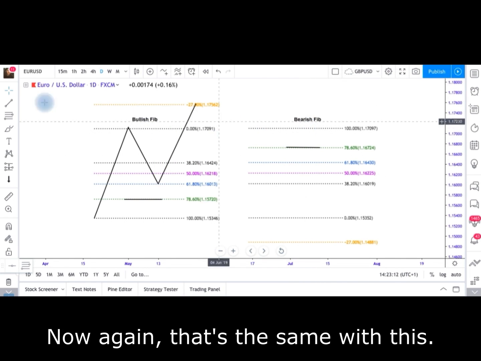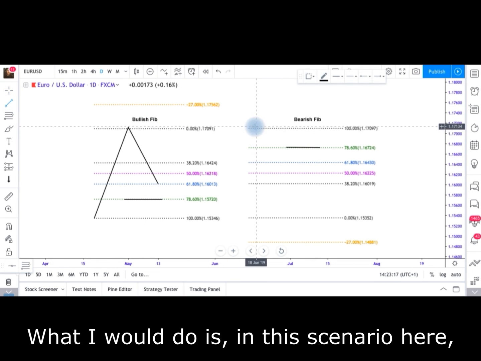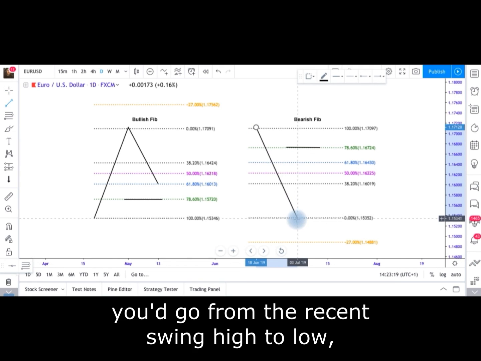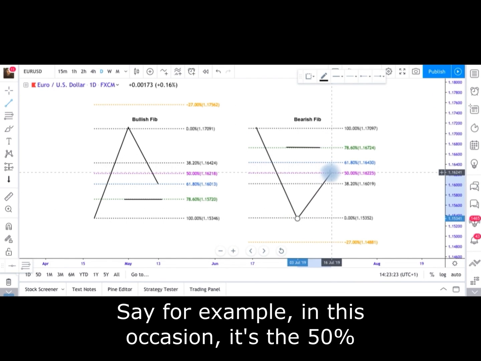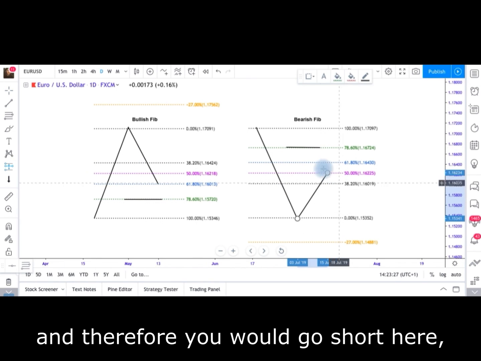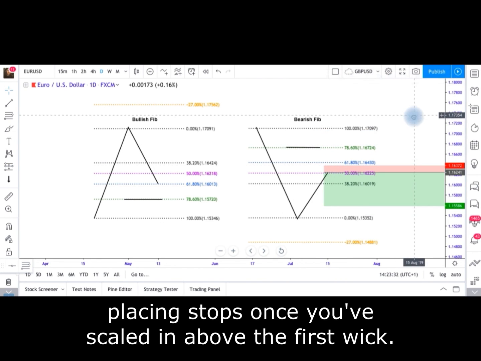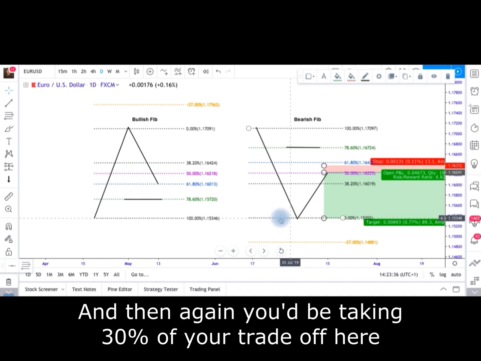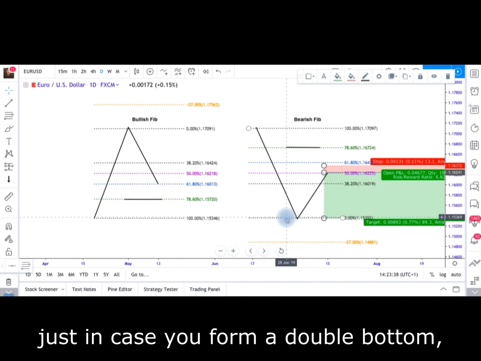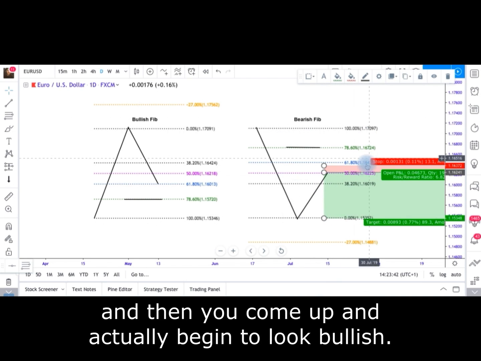Now again, that's the same with this. In this scenario here, you'd go from the recent swing high to low. You're looking for a retracement to one of these levels. Say, for example, on this occasion, it's the 50%. And therefore, you would go short here, placing stops once you've scaled in above the first wick. And then again, you'd be taking 30% of your trade off here, just in case you form a double bottom, then you come up and actually begin to look bullish.